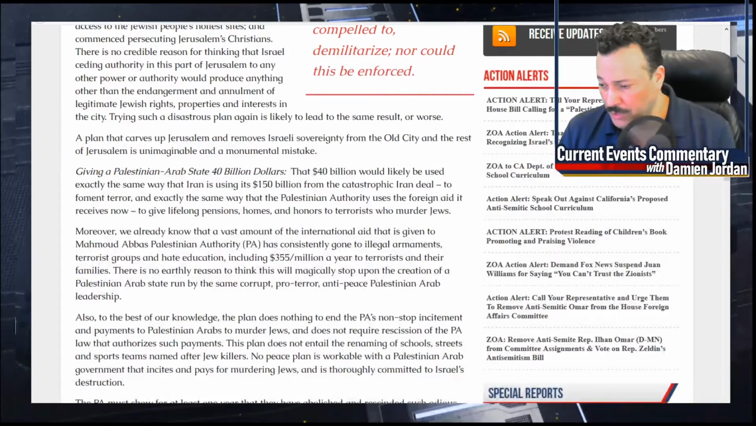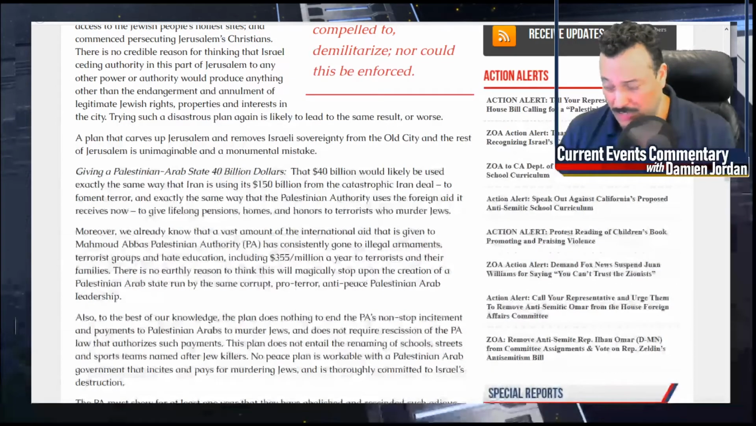Moreover, we already know that a vast amount of the international aid that is given to Mahmoud Abbas' Palestinian Authority has consistently gone to illegal armaments, terrorist groups, and hate education, including $355 million a year to terrorists and their families. There is no earthly reason to think this will magically stop upon the creation of a Palestinian Arab state run by the same corrupt, pro-terror, anti-peace Palestinian Arab leadership.